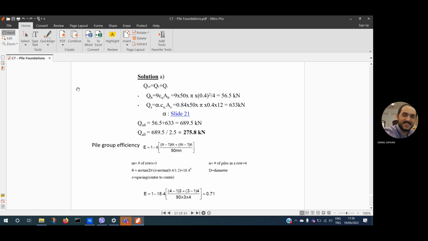Let's see, for a single pile, an easy attempt, it's 100% clay. So 9 Cu times Ab will be my base capacity, and the shaft capacity will be alpha times Cu times the circumference times the length of the pile. This is defined as the length. Alpha is taken from the slide if you want to have a look at it. A single factor of safety is assigned in this question. It's given to you. And so the safe capacity is 275.8.